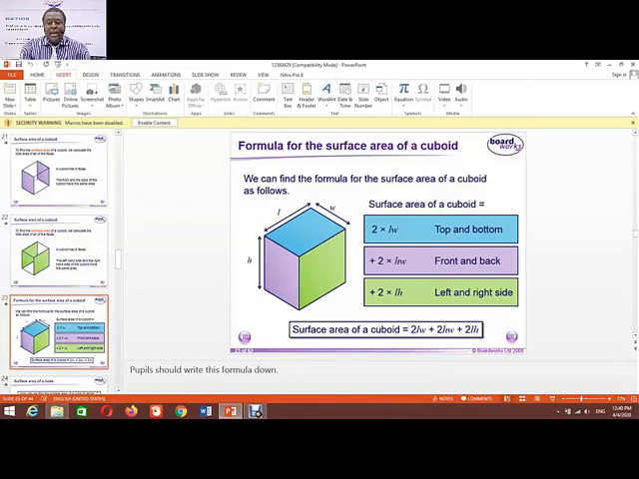So the formula becomes 2LW plus 2HW plus 2LH. You need to know this formula in order to calculate the surface area of a cuboid. You need to memorize it because it will definitely come in the exam.